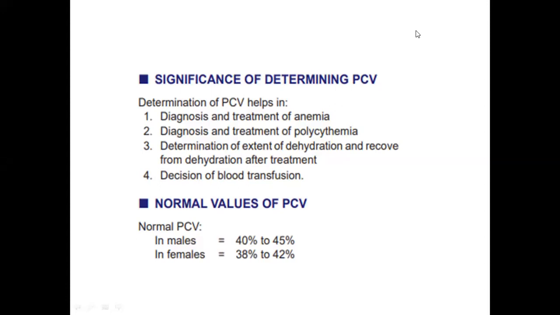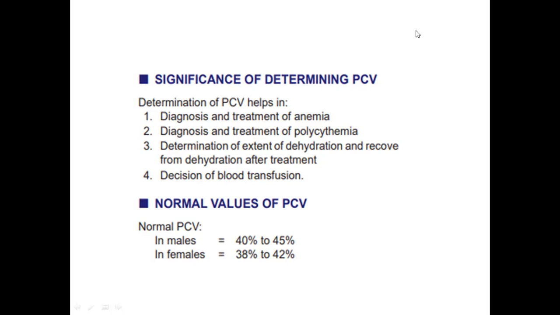So why is it important for us to determine the packed cell volume? What is the importance of knowing your packed cell volume? We already said that the packed cell volume is the proportion of red blood cells in the blood, or the amount of red blood cells packed at the bottom of a hematocrit tube during centrifugation of blood. But why is it important that we know this value? One, it will help us diagnose and treat anemia. Knowing the packed cell volume will help you diagnose and treat anemia.